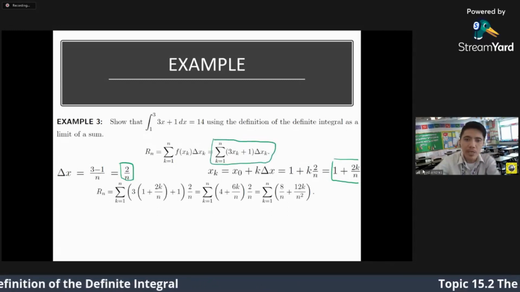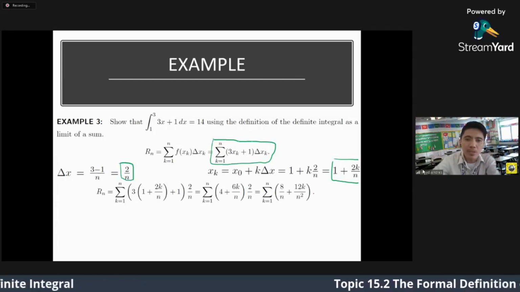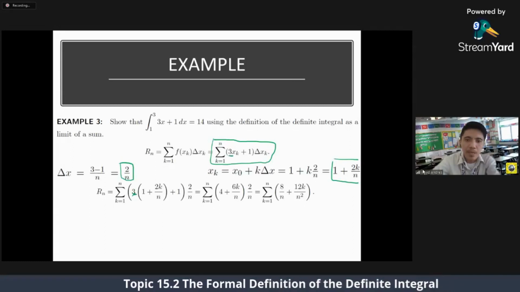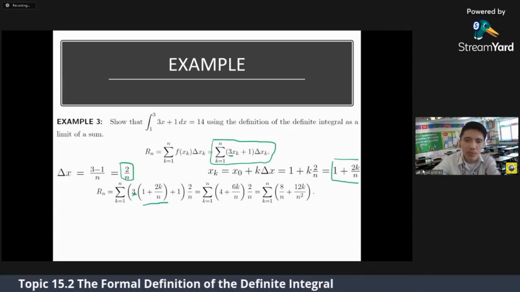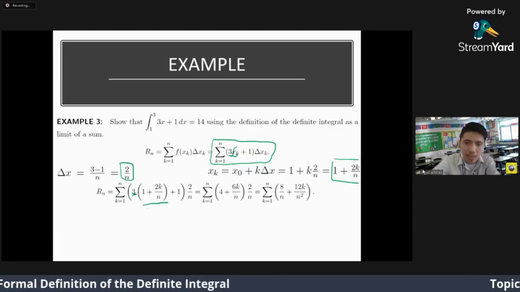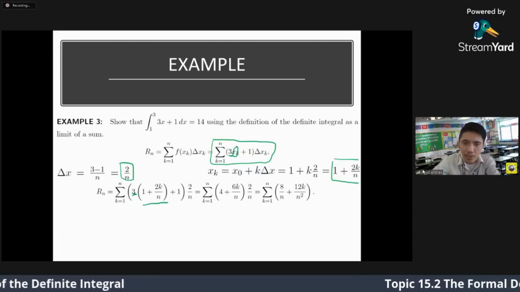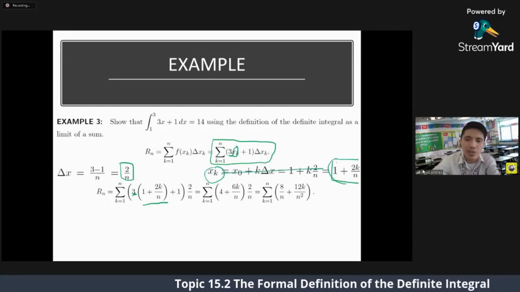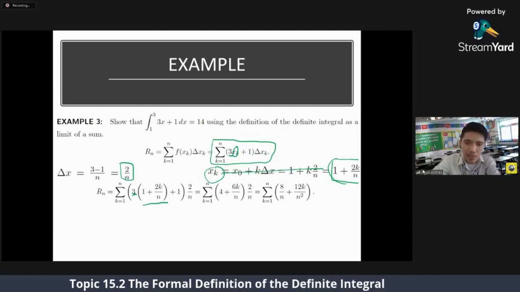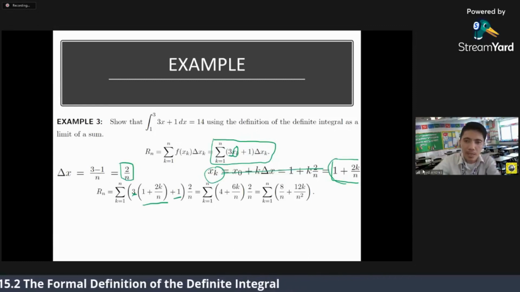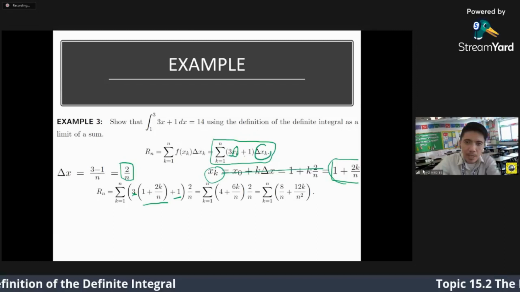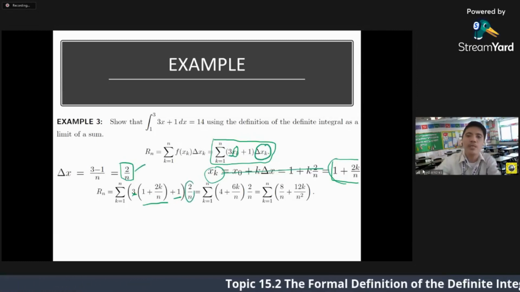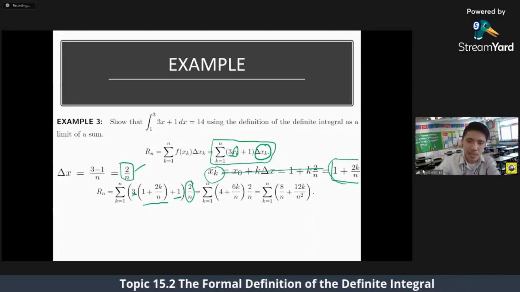So, this Riemann sum is the summation of the quantity 3 times, where does this come from, 1 plus 2k over n. Isn't it that there is an x sub k there? We said x sub k equals that, so we just substitute it there. Next, plus 1, then times delta x sub k. Substitute for delta x sub k, which is 2 over n. So that is where it comes from. I hope you followed.